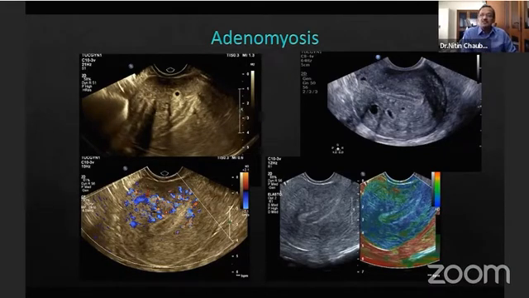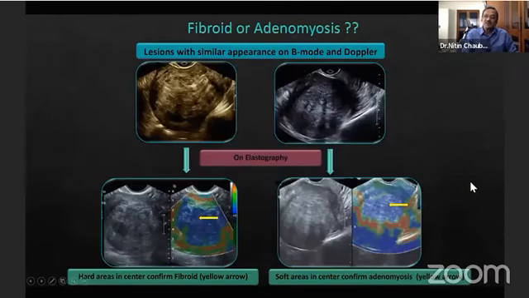Then we look out for signs of adenomyosis in the uterus. And by now we have n number of signs of adenomyosis: non-uniformity, intramyometrial cysts, which is very specific. We have this Venetian blind-like appearance, ray-like appearance, scattered vascularity, softness on elastography, etc., which are very specific for adenomyosis. But sometimes there can be difficulty differentiating fibroids from adenomyosis. And this is where the newer techniques come into picture.